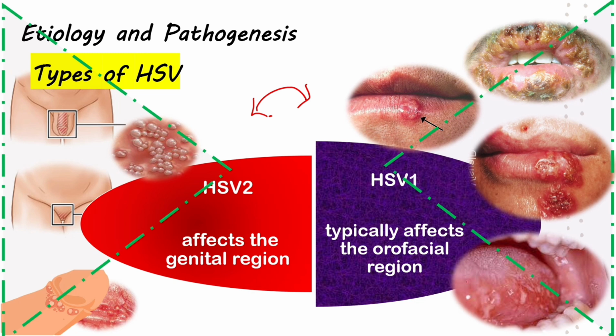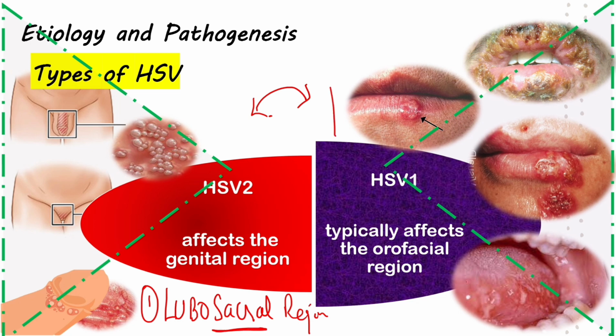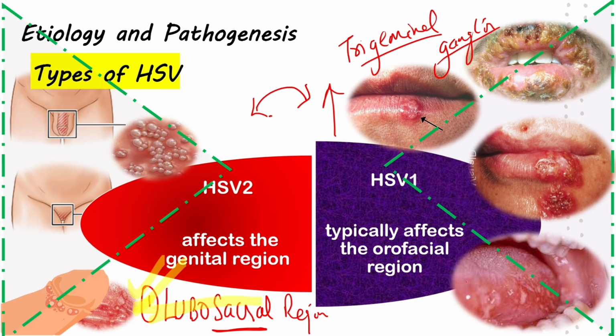The latent virus in herpes simplex virus type 2 is sequestered into the lumbosacral region. Herpes simplex virus type 1 remains dormant in the trigeminal ganglion, and type 2 remains dormant, or is sequestered, in the lumbosacral ganglion. This is the difference between the two.